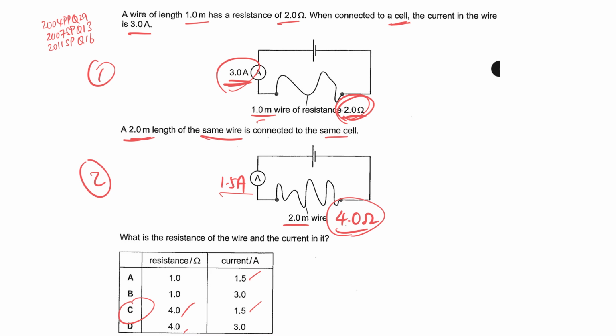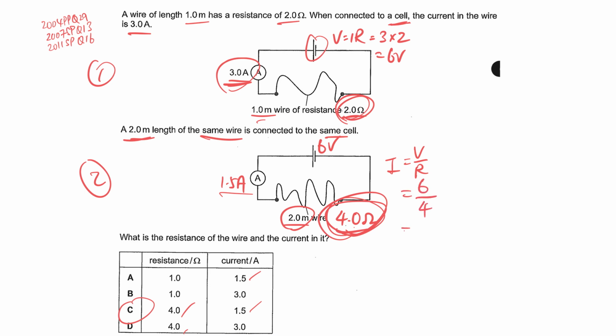But of course, for those who wish to do it by calculation just to be sure or just want to check, you can find the EMF. V equals IR. The current is 3 and the resistance is 2. So the battery is 6 volt, which is the same for the second scenario also. From your theory, you know that if the length of the resistance wire is double, the resistance will also double. So it's 4 ohms. If you do the calculation of the current, I equals V over R, the EMF is still the same, and now the resistance is 4, therefore you get a new current of only 1.5 ampere. So that's by calculation.